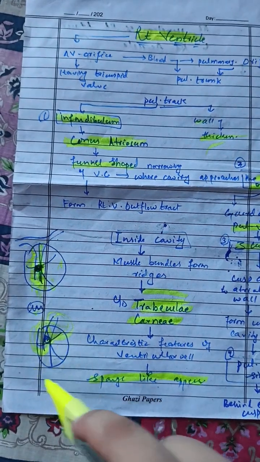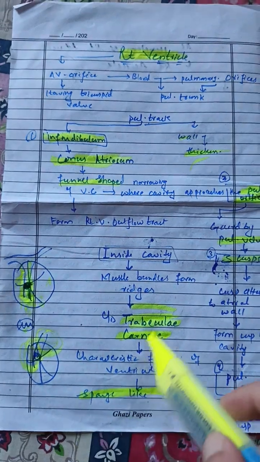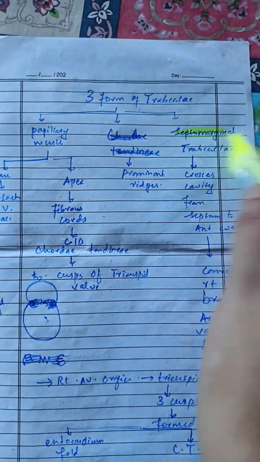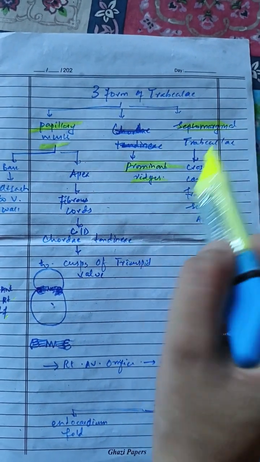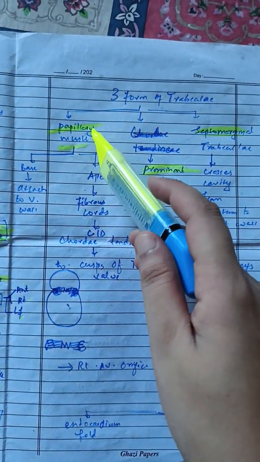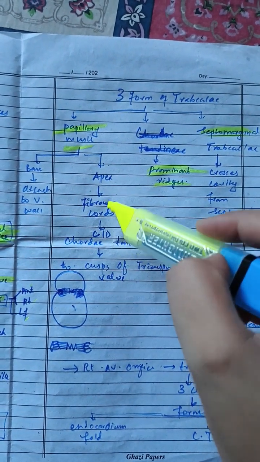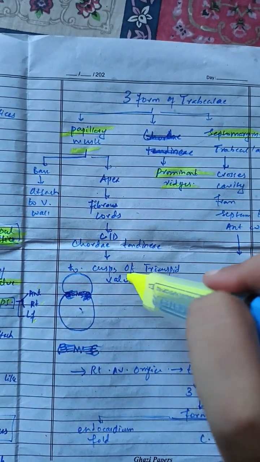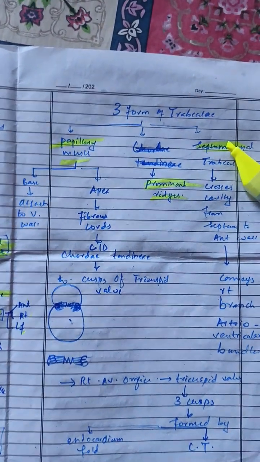Inside the ventricle, there are muscles which form ridges, and these ridges are called trabeculae carneae. There are three forms of trabeculae carneae: the papillary muscle, the septomarginal trabeculae, and the prominent ridges. The papillary muscle, its base is attached to the ventricular wall, while its apex is attached to a fibrous cord, and this cord is called the chordae tendineae, and these cords are then attached to the cusps of the tricuspid valve. What is the tricuspid valve?